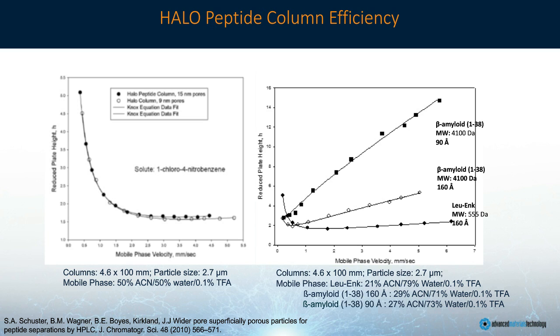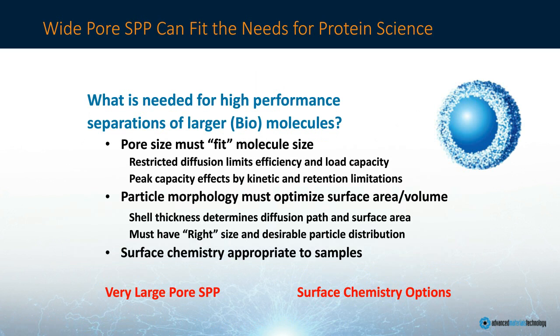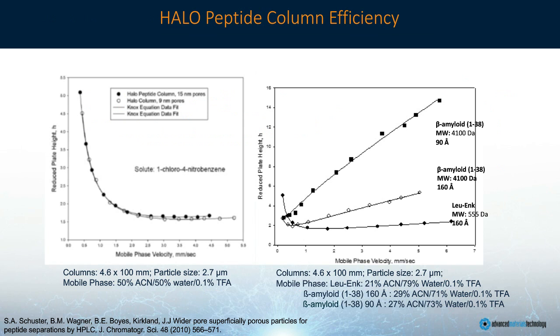When you open up the pore to the 160 angstrom size, that's when you regain some of the efficiency that you lost with a smaller pore. In fact, at 2 milliliters per minute, you get about threefold lower reduced plate height for that 160 angstrom pore.